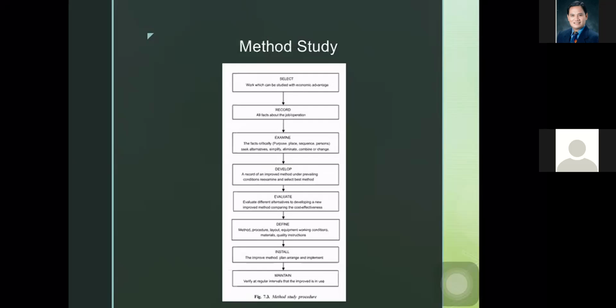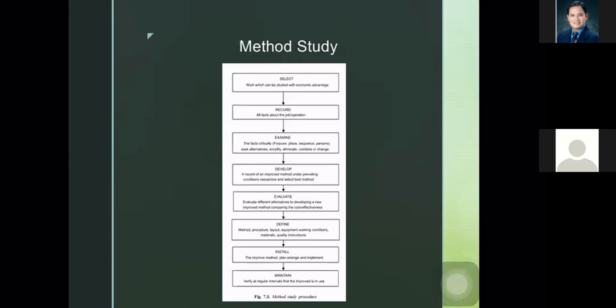First, select the work to be studied and define its boundaries. Then, record the relevant facts about the job by direct observation and collect such additional data as may be needed from the appropriate sources. Then, examine the way the job is being performed and challenge its purpose, place, sequence, and method of performance. Then, develop the most practical, economic, and effective method, drawing on the contributions of those concerned.